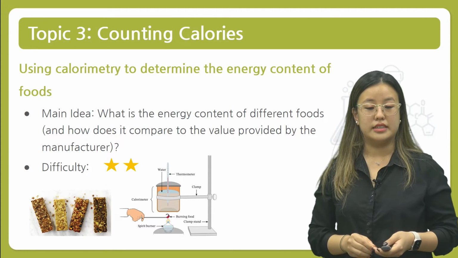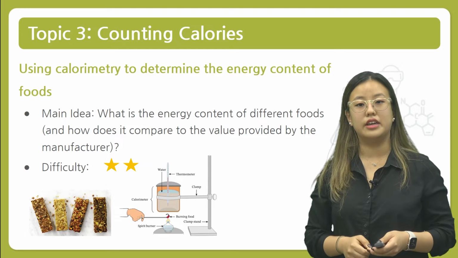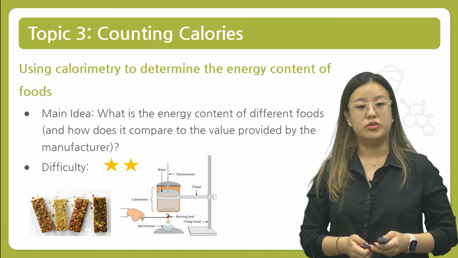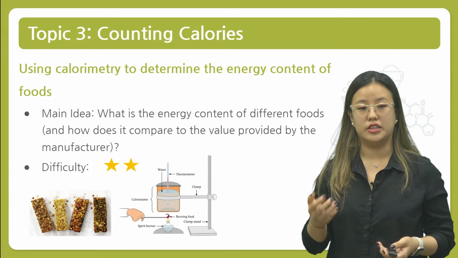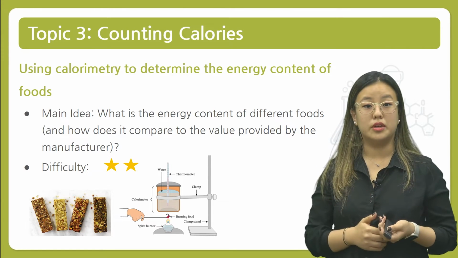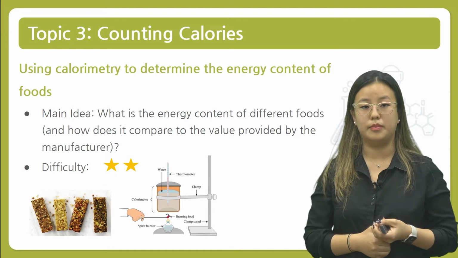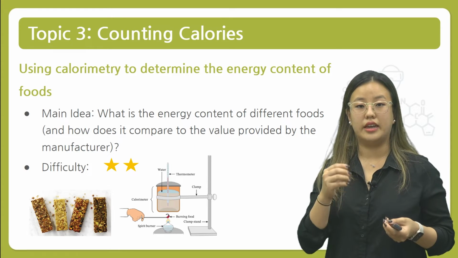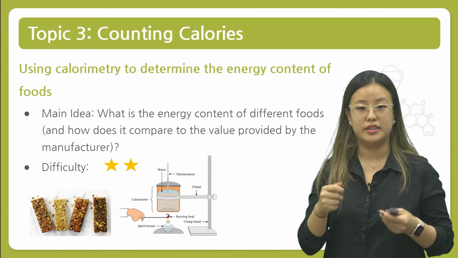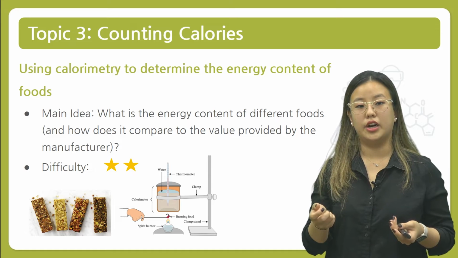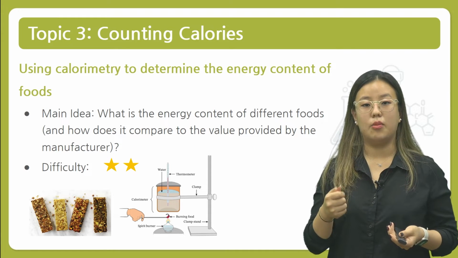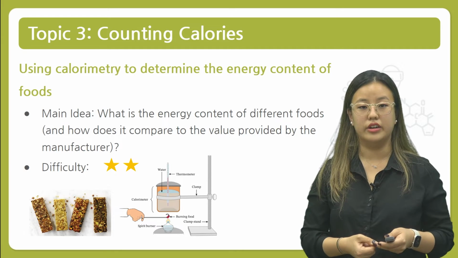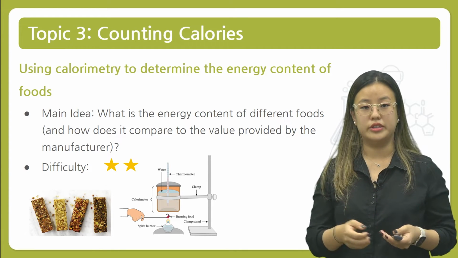So the third topic is counting calories. This can be really interesting for those of you who are interested in nutrition and food. If you use calorimetry to determine the energy content of different foods, you can also compare it to the value provided by the manufacturer. Here I've given an example of energy bars. You can take a piece of the energy bar and combust it, or burn it, under a beaker of water and see how much enthalpy change there is, and convert that to the amount of calories in the amount of food that you've burned.